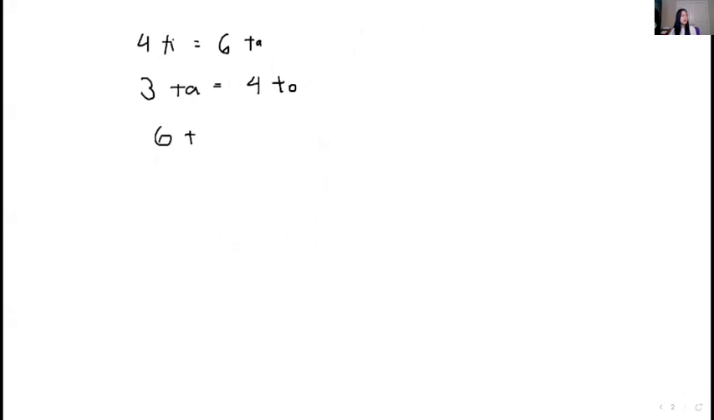Okay, if no one has an answer, I'll just go ahead and try and explain this. So we know that 4 ticks, I'm going to abbreviate to TI, is equal to 6 tacks, so abbreviate to TA. 3 tacks is equal to 4 toes, abbreviated to TO. And then it's asking 6 toes is equal to how many ticks?